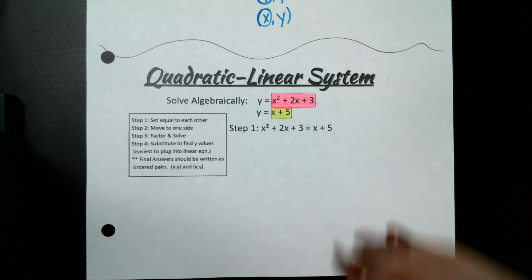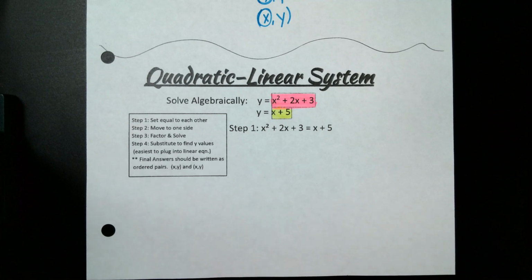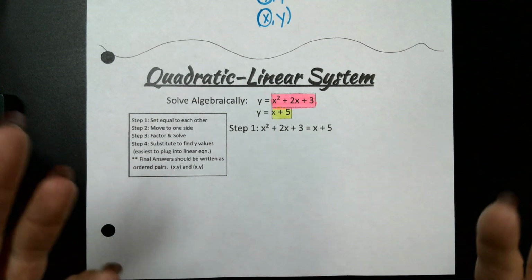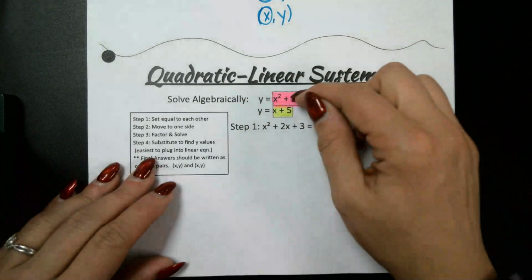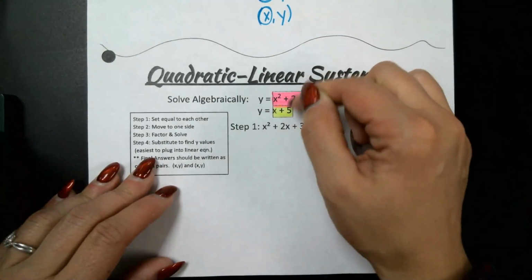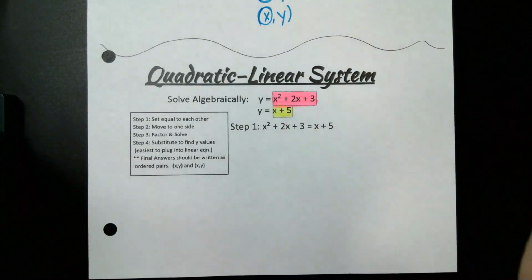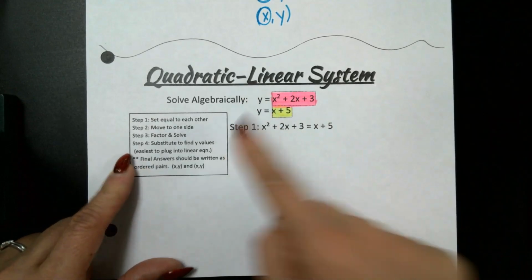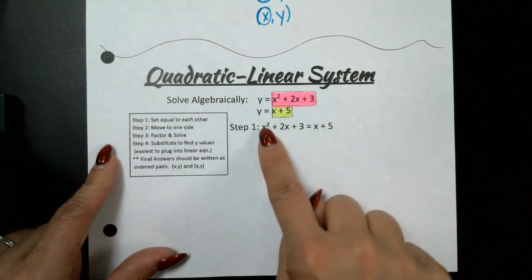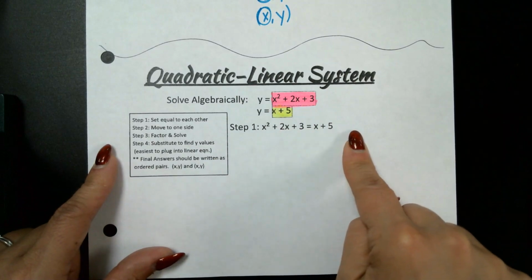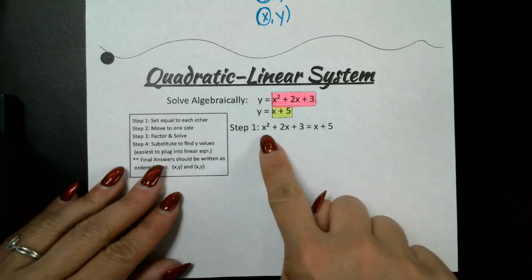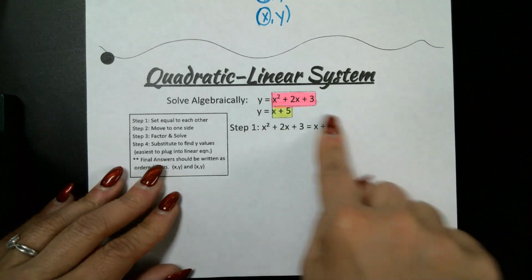So if they're both equal to y, what's true? You guys just did a substitution problem like this on your do now. If they're equal to y, these two have to be equal to each other. So notice step one, we get to leave the y's out and we get to just set the quadratic equal to the linear expression. Okay?